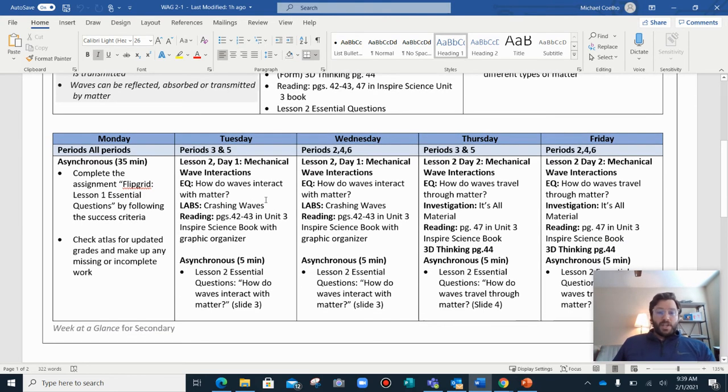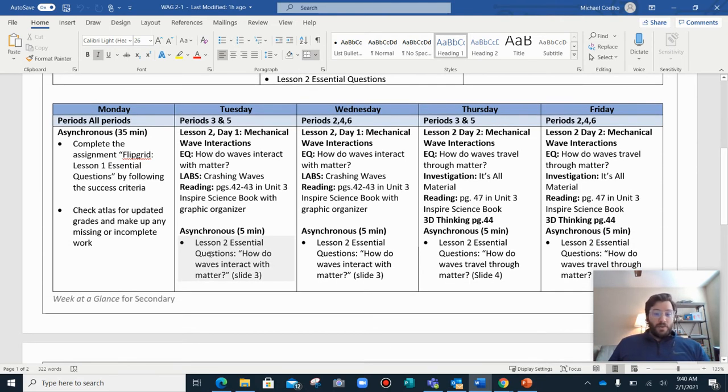So Tuesday and Wednesday, our essential question is going to be, how do waves interact with matter? How do waves interact with solids, liquids, and gases? Okay, how do they bounce off of them? How do they travel through them? We'll be doing the lab crashing waves, and we'll be completing a reading with a graphic organizer for pages 42 to 43 in your Unit 3 Inspire Science book to learn about those different interactions.